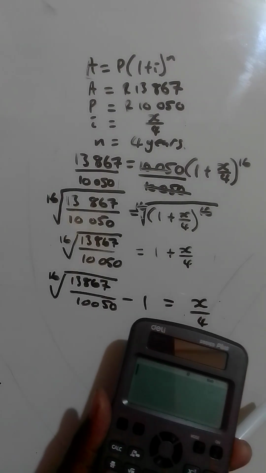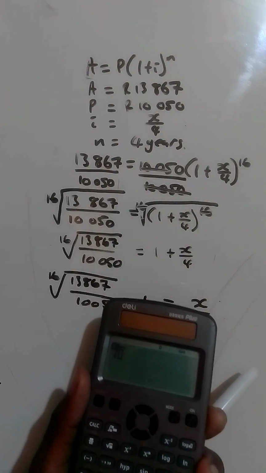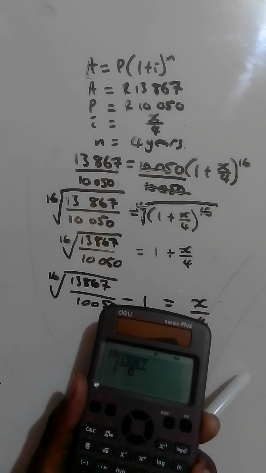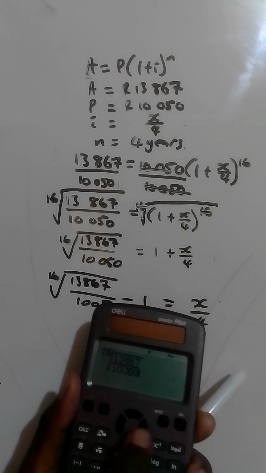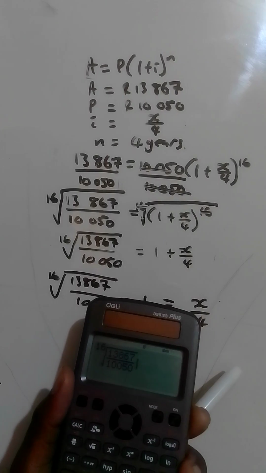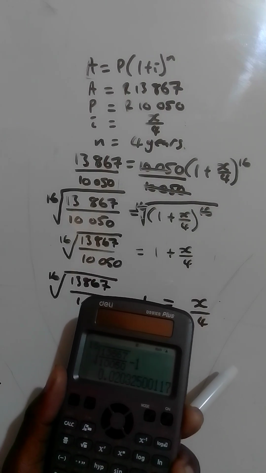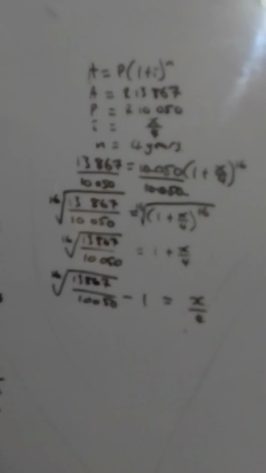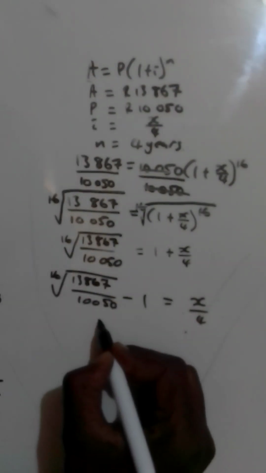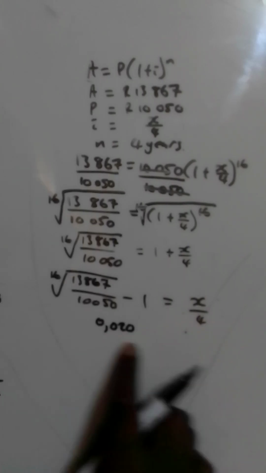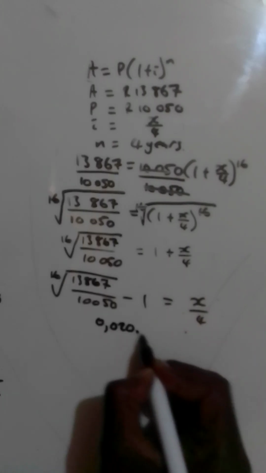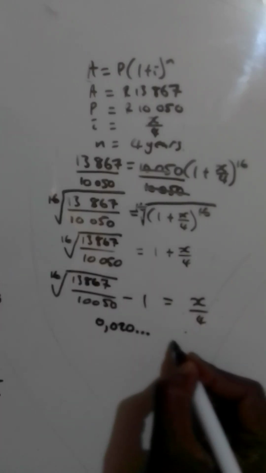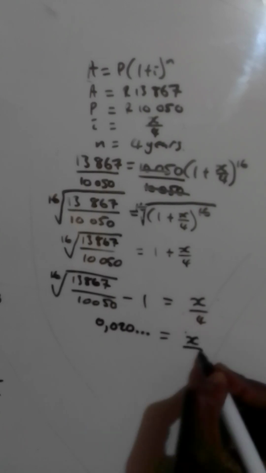So now I say that I've got the 16th root of 13,867 divided by 10,050. Then I say minus 1, which is now equal to this long decimal number, 0,020. So I now write 0,020, but since I've got a lot of decimals, I use the ellipsis, these 3 dots. It tells the examiner that the decimals are continuing, which is equal to x over 4.